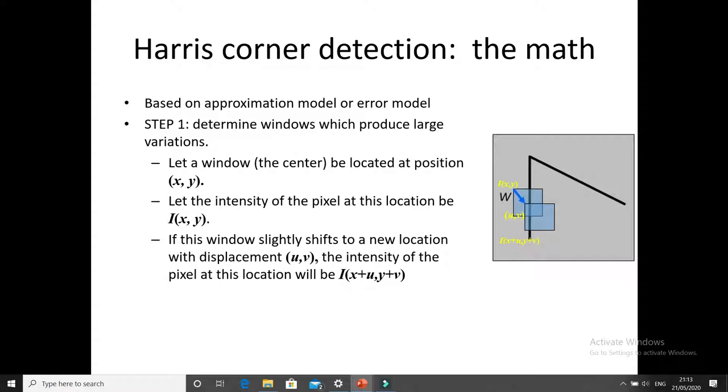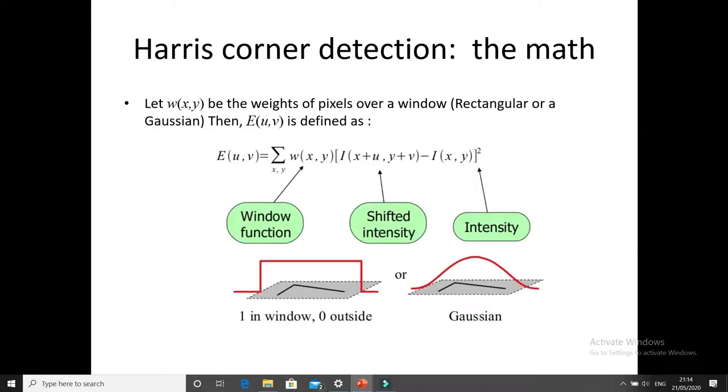and sum up over some window, that means this window, we will calculate how much error we will get. Here the window is going to be some area around the center pixel, written here as W. Here is the original image I(x, y), and here is the shifted image I(x+u, y+v).